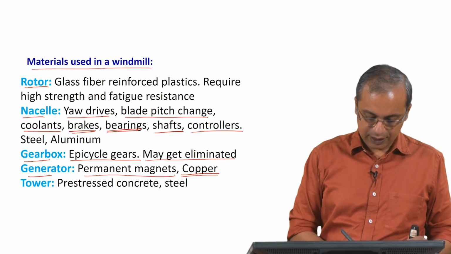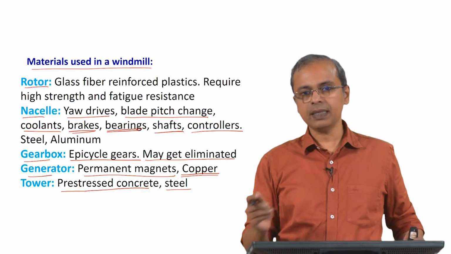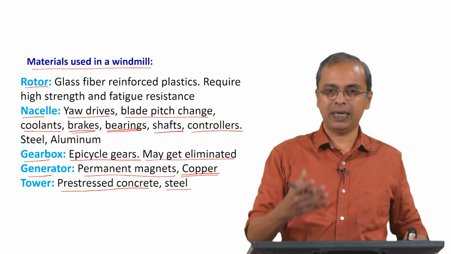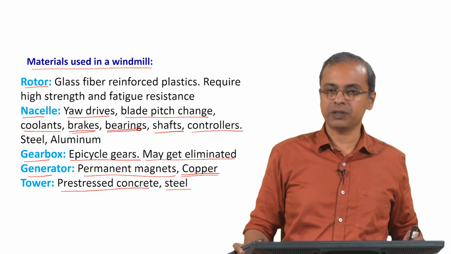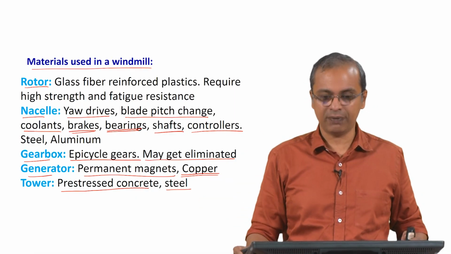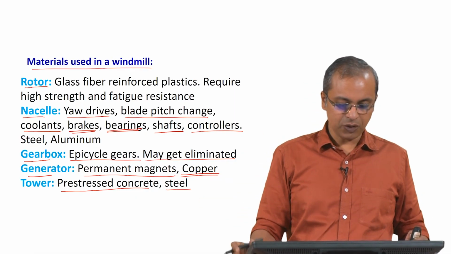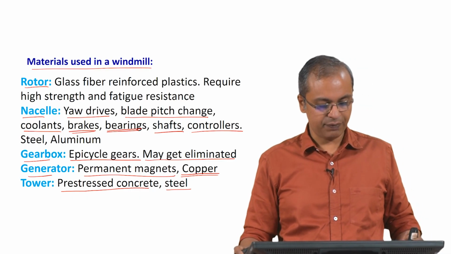And with respect to the tower, people primarily look at pre-stressed concrete and steel. Some people also dabble with other kinds of materials. As I said, recently there was also some demonstration of a wood based structure, which may seem old fashioned, but it has its own advantages and disadvantages. So, this is the overview of the materials used in a windmill.